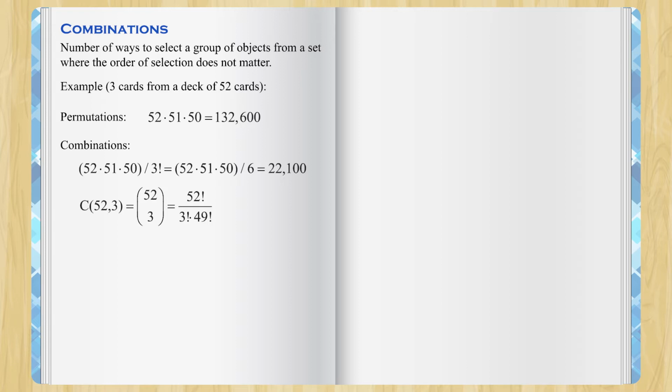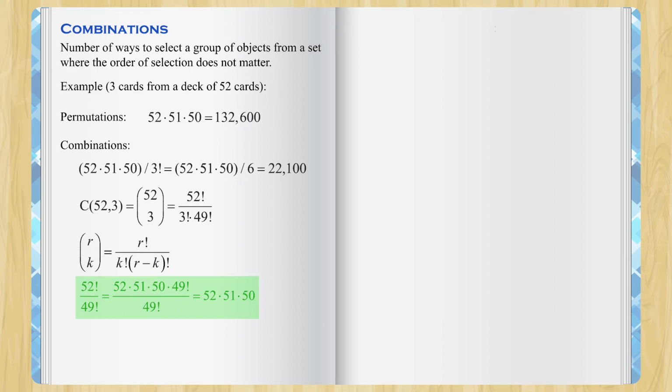In general, remember the notation for this is just the same notation we developed in video 1 for the binomial theorem. R choose K, which is R factorial divided by K factorial and also divided by R minus K factorial. It's the same symbol we use to denote an element in Pascal's triangle, called the binomial coefficient. Notice that 52 factorial divided by 49 factorial is just equal to 52 times 51 times 50. Thus, when we are doing 52 factorial divided by 3 factorial and also divided by 49 factorial, we were actually still just taking 52 times 51 times 50 divided by 6.